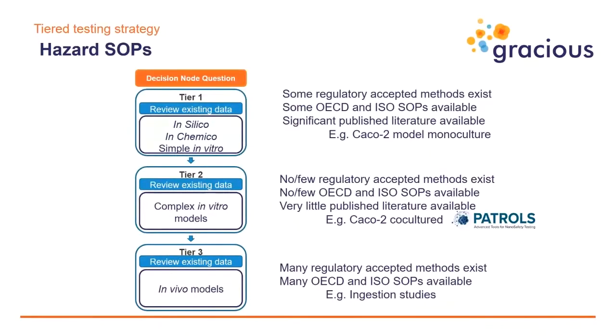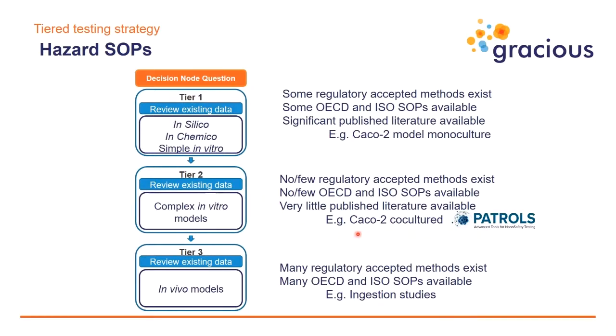So as I've said, there are a range of SOPs or standard operating procedures available to us. At the tier 1 level, there are some regulatory accepted methods available provided by organizations such as the OECD and ISO. Unfortunately, at the tier 2 level, there are very few or no regulatory accepted methods available. For the skin, there are a few, but for other organs, there are none really.